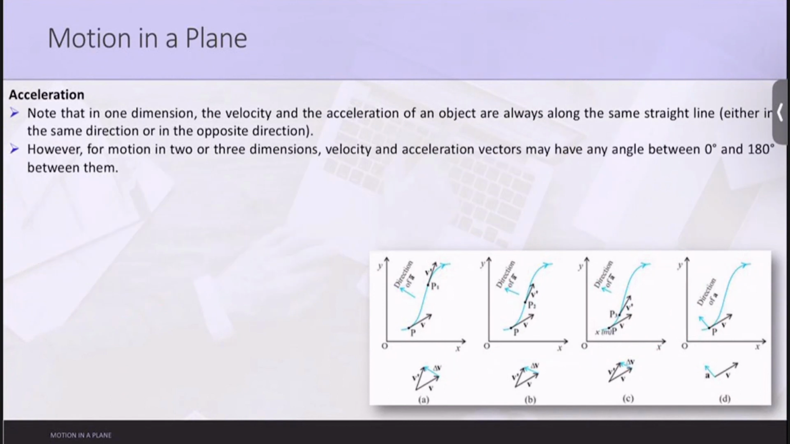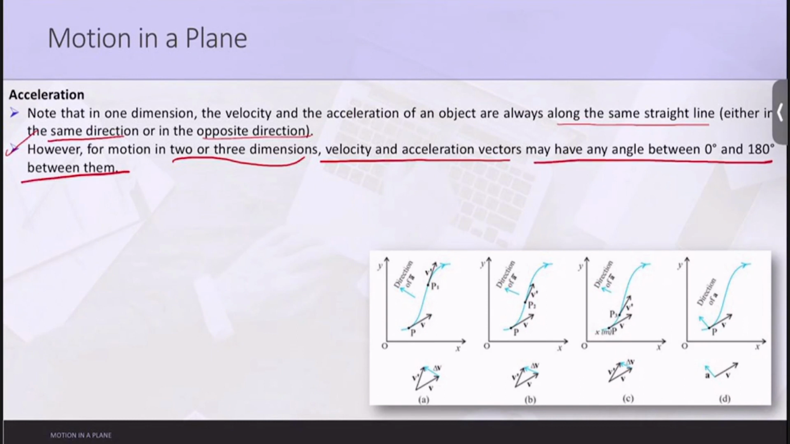Note that in one dimension, the velocity and the acceleration of an object are always along the same straight line, either in the same direction or in the opposite direction. This is quite evident because acceleration is just some factor multiplied with the velocity vector, so the direction will be the same and only the magnitude will change. However, for motion in 2 or 3 dimensions, the velocity and the acceleration may have any angle between 0 and 180 degrees between them. So for 1 dimension the direction is always the same, but for 2 or 3 dimensions it may vary.